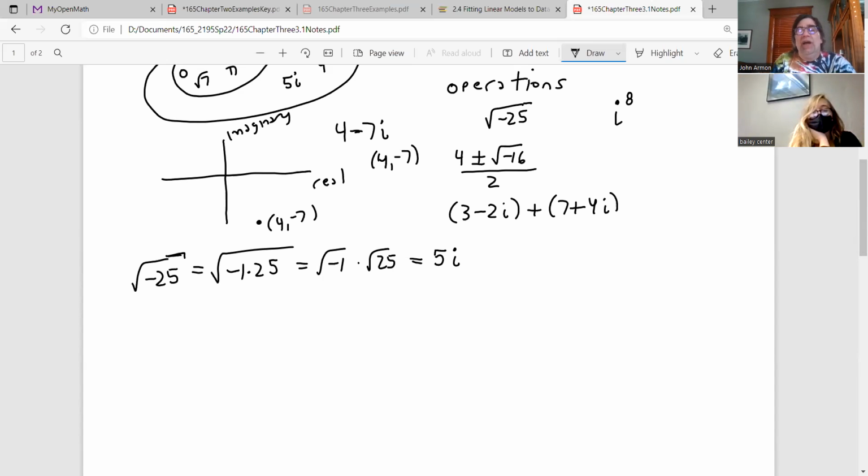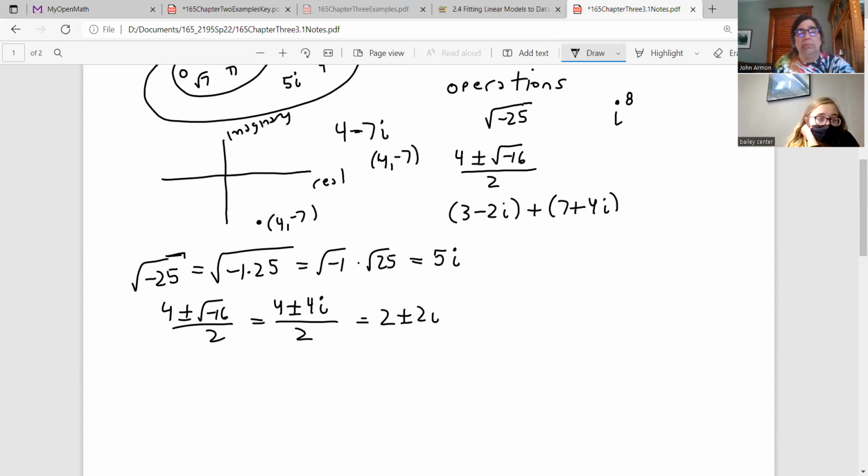Okay, this is going to be 4 times i. So if you write 4 plus or minus the square root of negative 16 over 2, this becomes 4i. And then you simplify as you would, just keep the i as part of your answer. 4 divided by 2 is 2. 4i divided by 2 is going to be 2i.